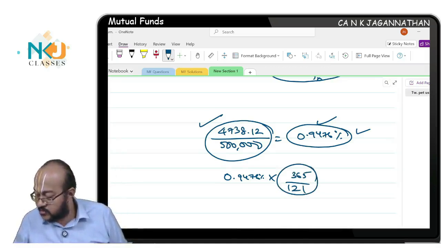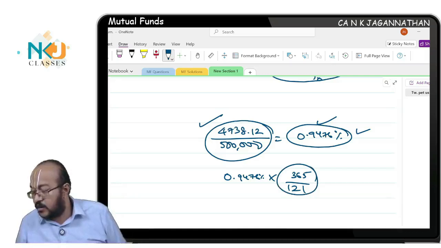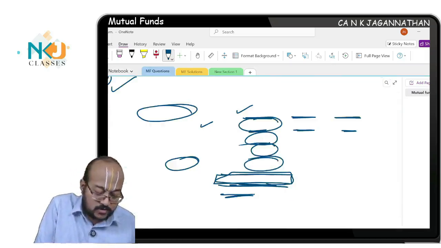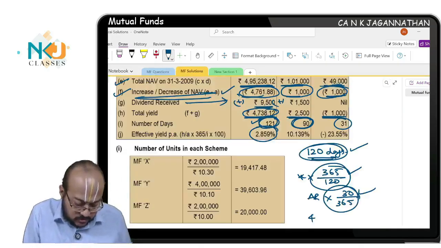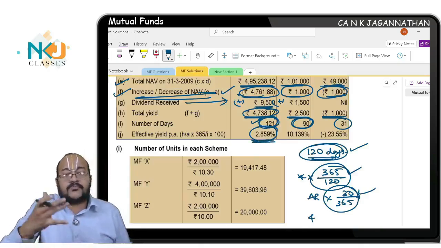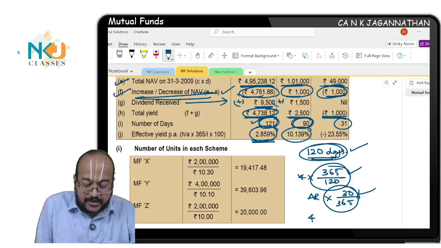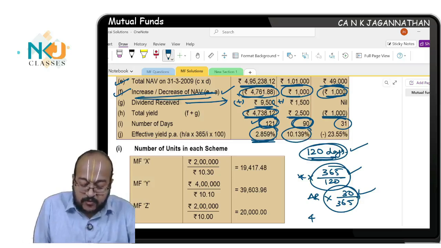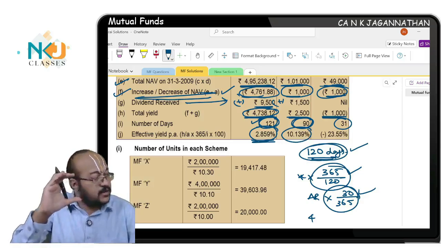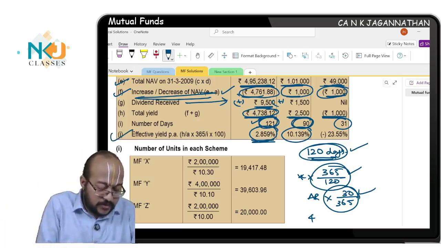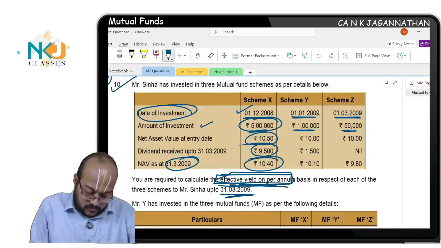Can you solve this? 0.9476 into 365 divided by 121. It comes to 2.858 percentage, some number here. This is rounding off, no issue. Where are you getting the solution? Yes, 2.859 percentage given. This is how you will compute effective yield per annum. 90 days return into 365 by 90. Then for 31 days you will get the yield into 365 by 31. Are you understanding? This is the effective yield per annum. Next, what are they asking?